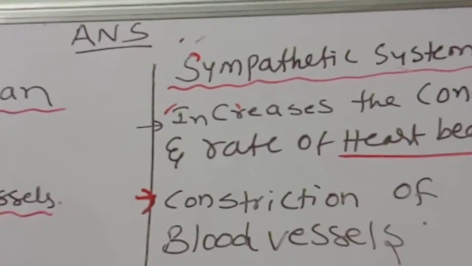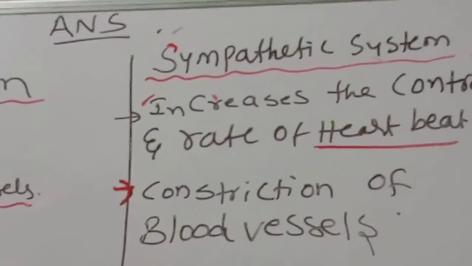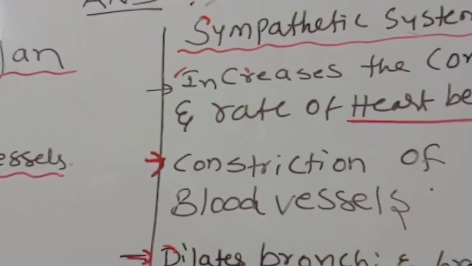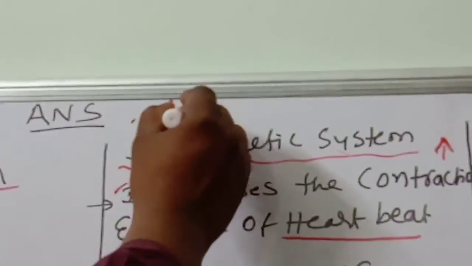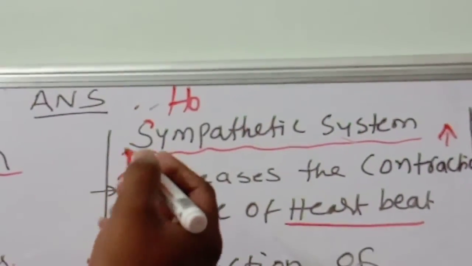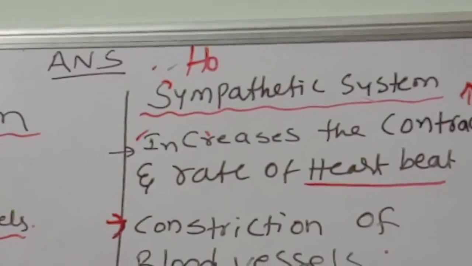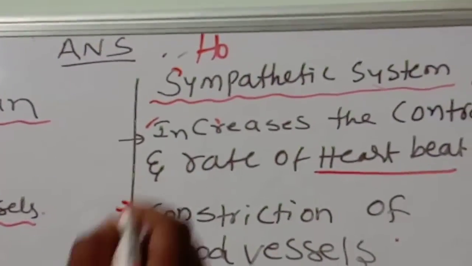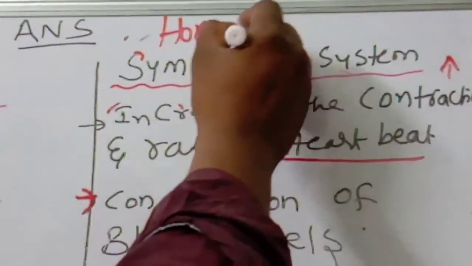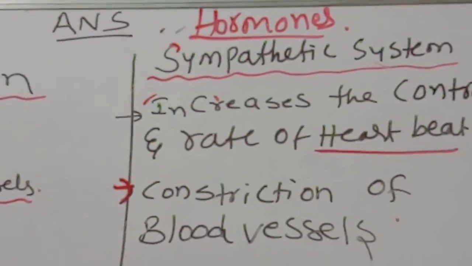Next class we will discuss another topic, chemical coordination in animals. Our next topic is hormones, and how hormones are important for the responses of our systems. We will discuss hormonal coordination in the next class.